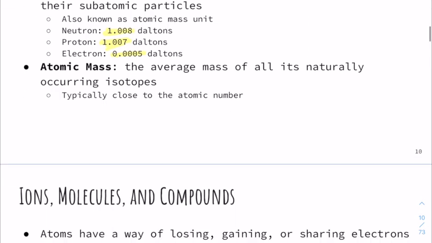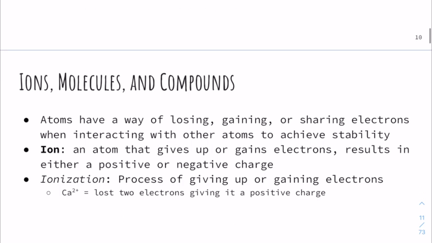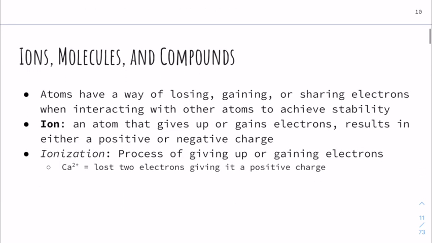So as I was kind of saying when I was pointing out isotopes, atoms have a way of gaining, losing, or sharing electrons. That's what helps them become more stable. So an ion is technically an atom that gives up or gains electrons, and this results in either a positive or a negative charge. Ionization is the process of giving up or gaining the electrons. So that's the actual process, is ionization, while the ion is just the atom that gives up or gains electrons.